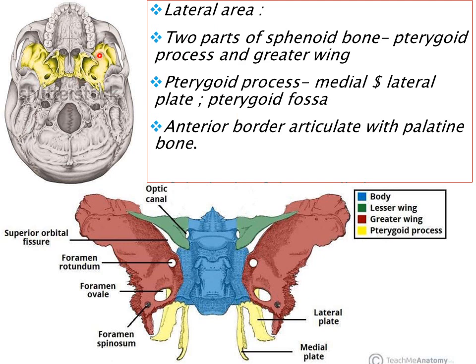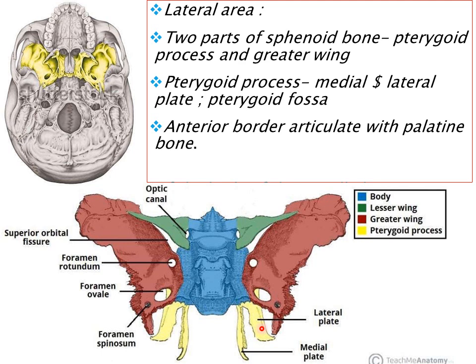Let us discuss the lateral area of the middle part of the Norma basalis. So we can see two parts of the sphenoid bone here, the pterygoid process and the greater wing of the sphenoid. So this is the greater wing of the sphenoid, and we can make out this is the pterygoid process.